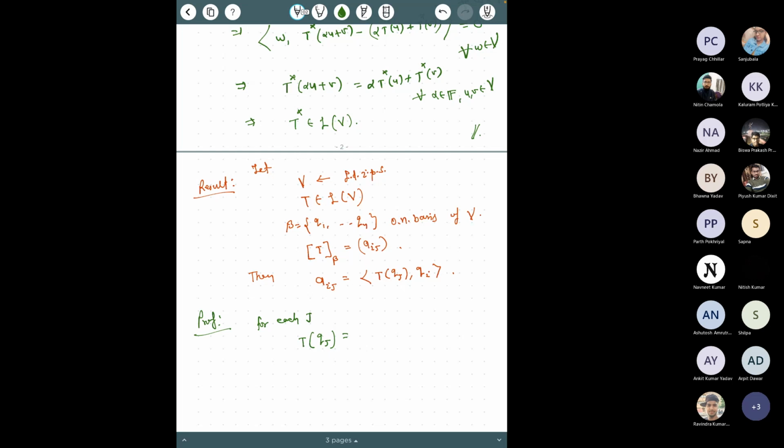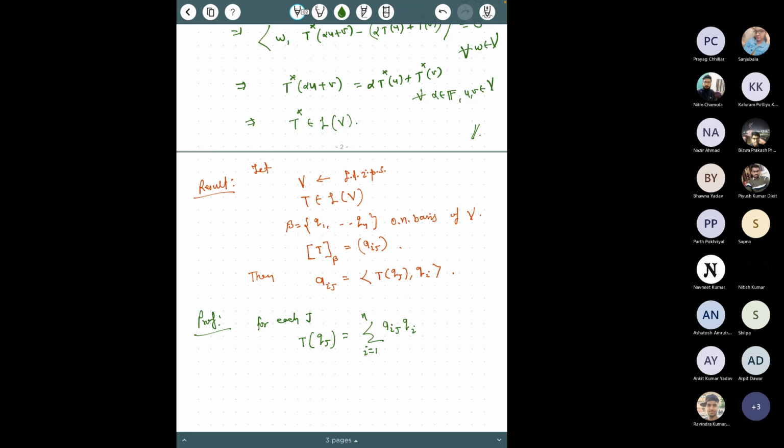Q1 to Qn, they are the basis vectors, and we have a matrix representation. So that means I can write this T of Qj in terms of these matrix entries. So can you tell me what it would be? It would be summation i equal to 1 to n, Aij Qi, right? But then T of Qj is a vector in V. V is a finite dimensional inner product space.